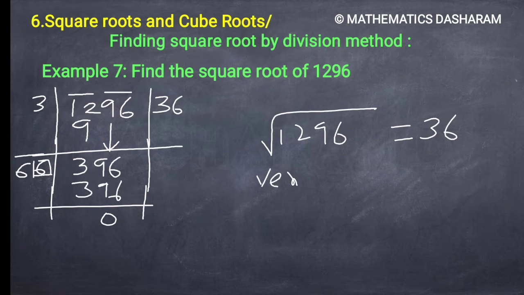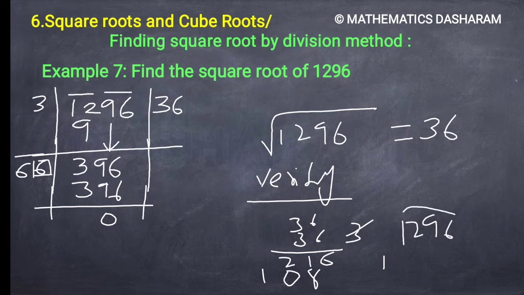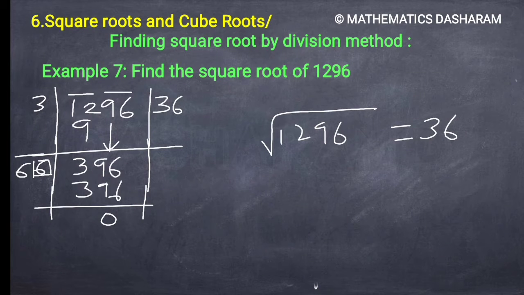You can verify your answer. See here, 36 into 36, 6 6s are 36, 3 carry, 6 3s are 18 plus 3, 21, 6 3s are 18, 1 carry, 3 3s are 9 plus 1, 10. So here 6 9 2 1, so 1296. So our answer is correct. So the square root of 1296 is 36.